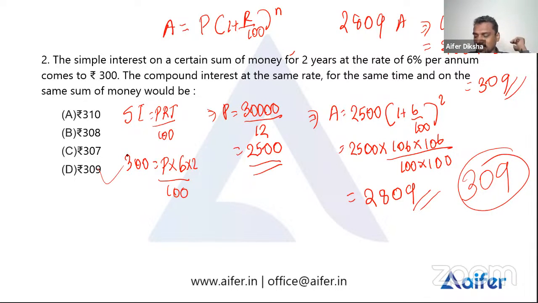Is it clear? It's a comparatively easy question. Initially, they have given the value of simple interest from which you want to find the principal. After that, we will be applying that into the compound interest equation, and we will get the value of amount, and after subtracting principal from the amount, you get the value of compound interest as 309. Is it clear?